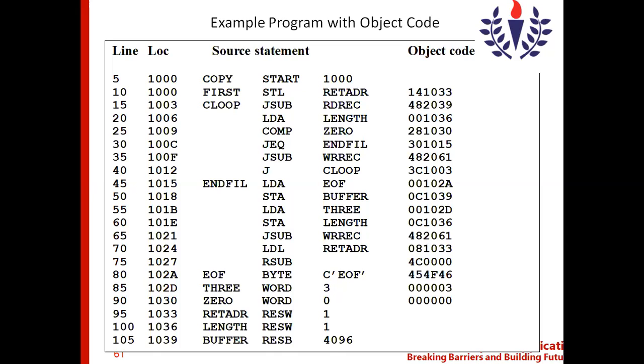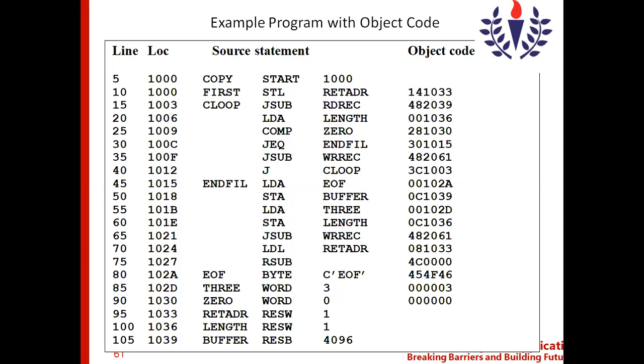But how do we derive this 1033? The program doesn't actually have the line number and location columns. These two columns won't be there in the source program. Only the source statements, that is COPY START 1000, will be available. So when it is given to the assembler, the assembler has to generate an address for each and every line. How does it generate the address? Because it knows the starting address, 1000. By assuming 1000 as the starting address, the assembler assigns an address to each and every line, and only then does it do the conversion. I'll now explain how it performs this operation.